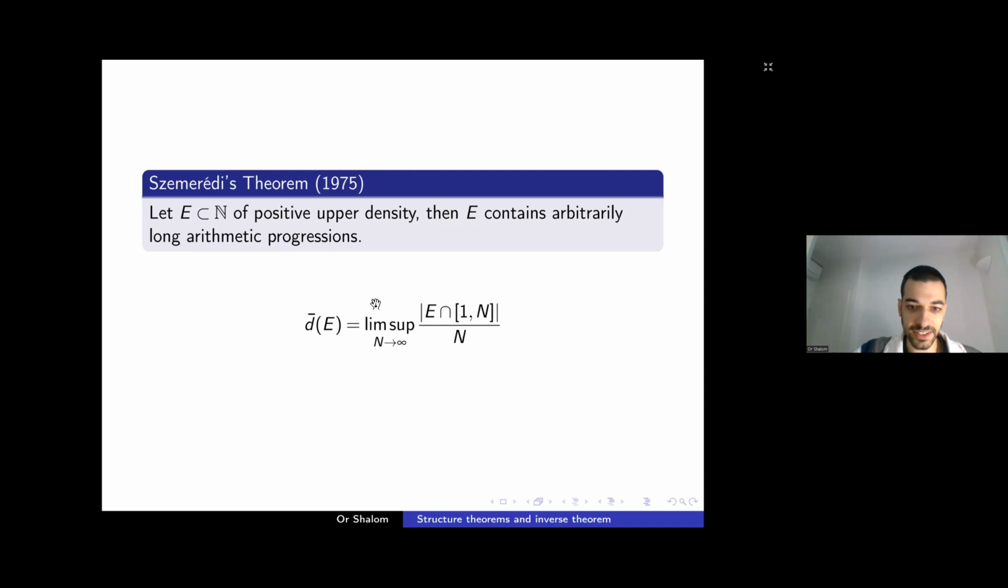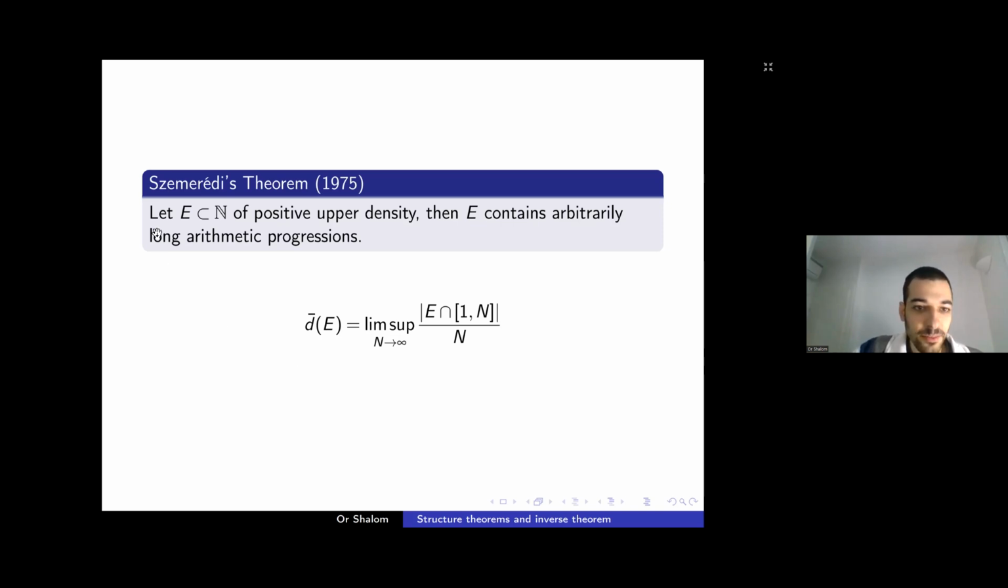The notion of density is defined like this, and the idea is to approximate a uniform probability measure on the natural numbers. What you do is take an interval of length n, compute the probability that a random element in this interval belongs to E, and then take a limit or lim sup, because the limit may not always exist. This is the way of approximating a uniform probability measure on the natural numbers.